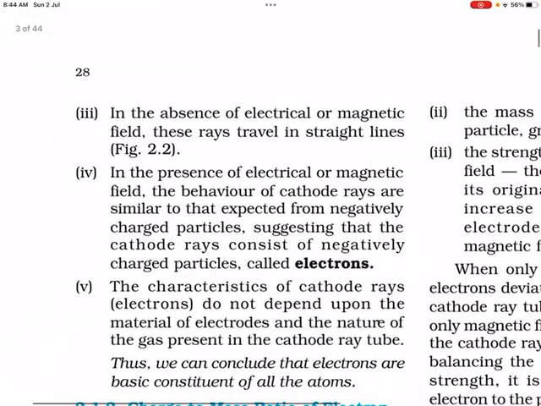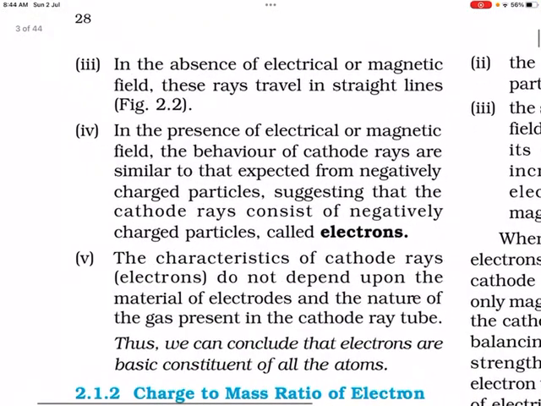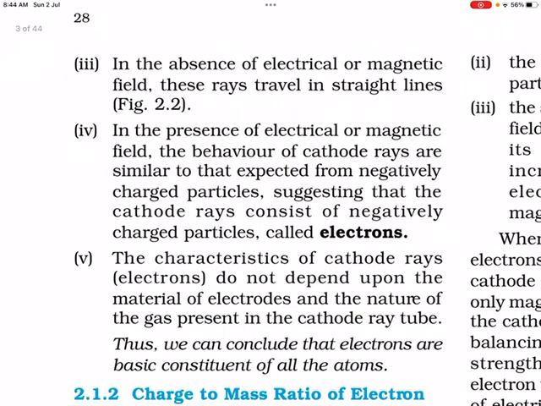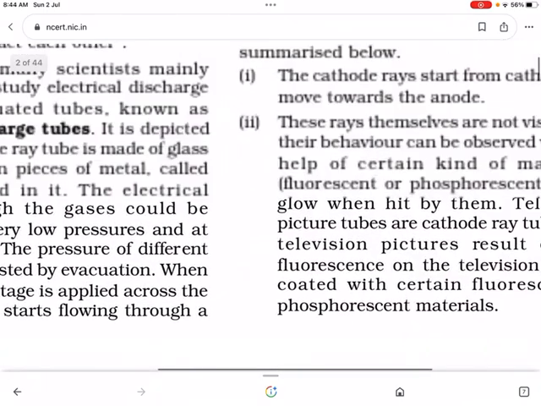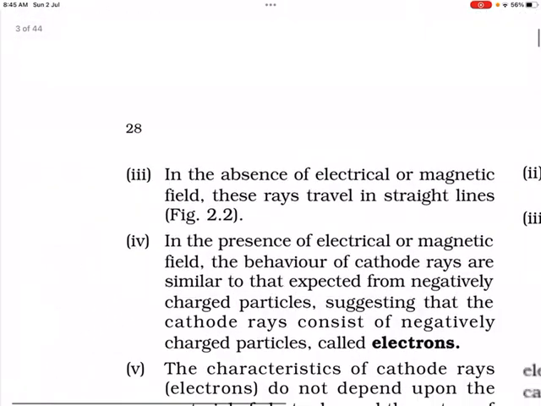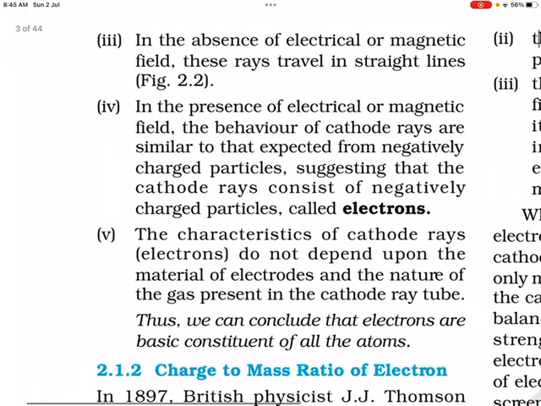In the absence of an electric or magnetic field, these rays travel in a straight line. It's not like a wave, it is a straight line. So what we have learned is that they travel from cathode to anode and are used in television. In the presence of an electric or magnetic field, the behavior of the cathode rays is similar to that expected from negatively charged particles.